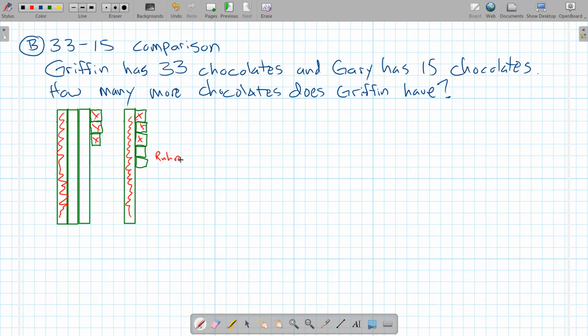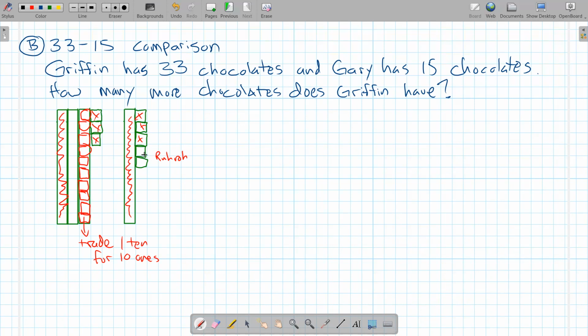Ruh-roh. I'm stuck, so that means I have to do a trade. So I'm just going to come down here, trade 1 ten for 10 ones. And then I got to draw that out. So maybe I'll just draw over this. 1, 2, 3, 4, my sloppy little squares here. And then I can continue my comparison.